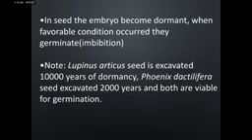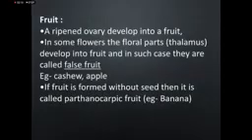That means seed dormancy is a period in which that seed is not active, but not permanently inactive, and when favorable conditions occur, that seed becomes active. In such a condition, this Lupinus arcticus was excavated from the Arctic region, and it had 10,000 years of dormancy and is still viable. And Phoenix dactylifera has 2,000 years of viability.